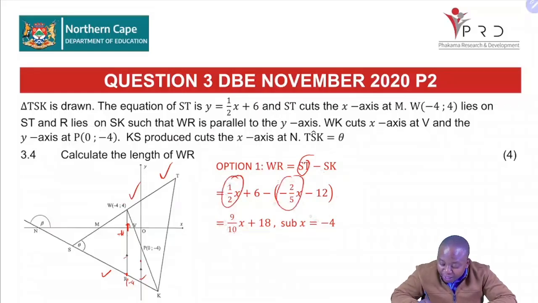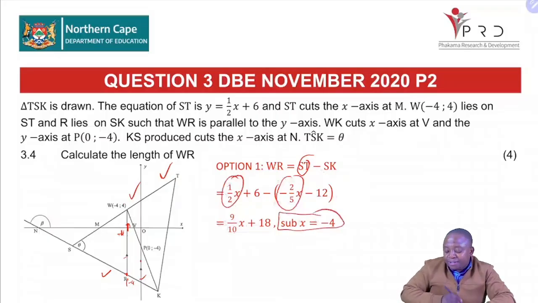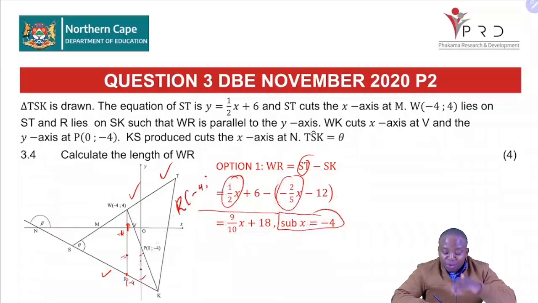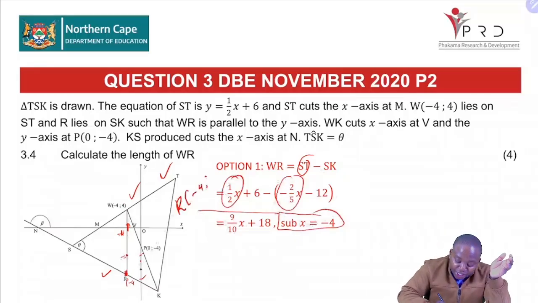Thereafter, what do I get here? I will substitute x equals -4. Why -4? Because this is the x coordinate of R. Remember, our R we said is -4 because the two lines are parallel to each other. So R already has an x value of -4.